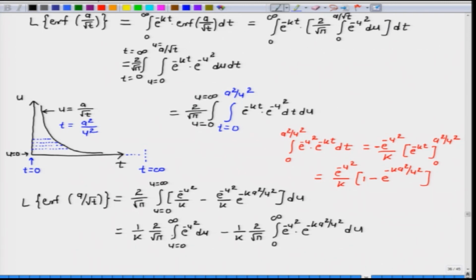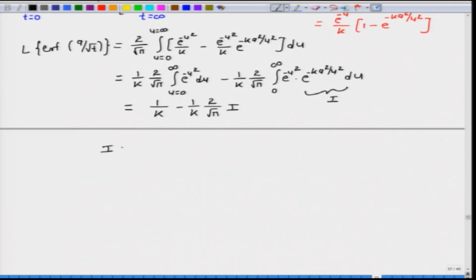The first integral here, by definition, 2 over root pi integral u equal to 0 to infinity e to power minus u square du, is error function of infinity, and we know error function of infinity is 1. So, the first term here is 1 by k, and we have to evaluate this second integral here. So, let us call this integral I. So, this should be equal to minus 1 by k times 2 over root pi times I.